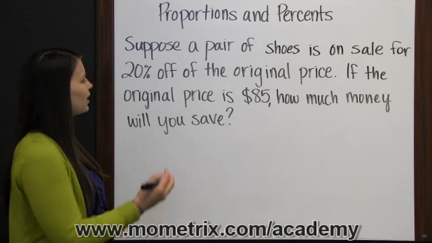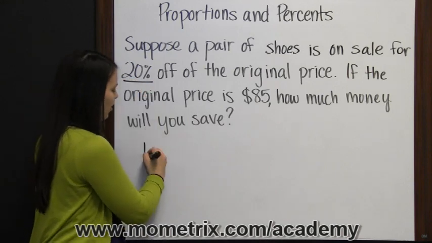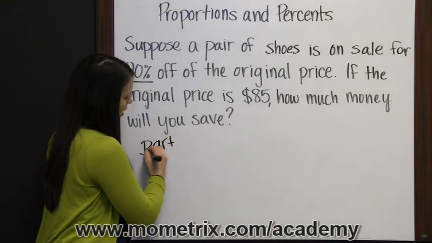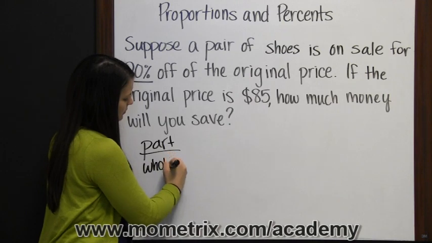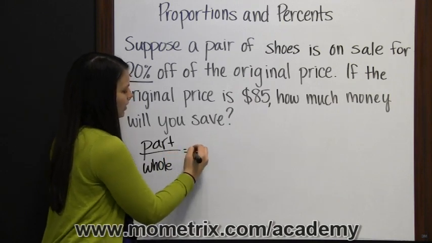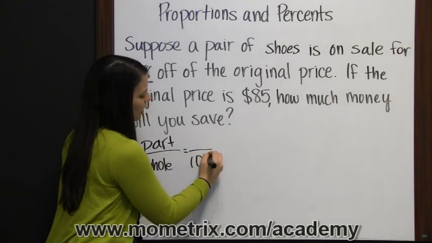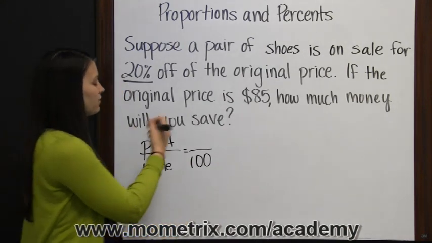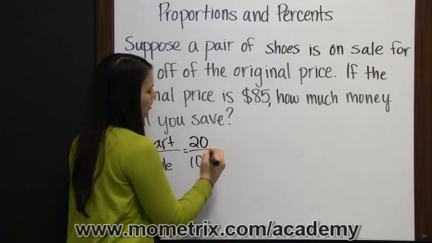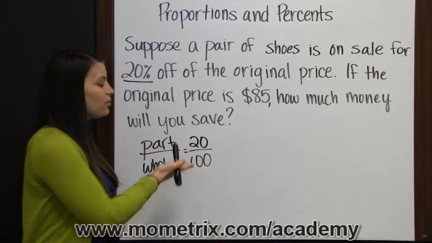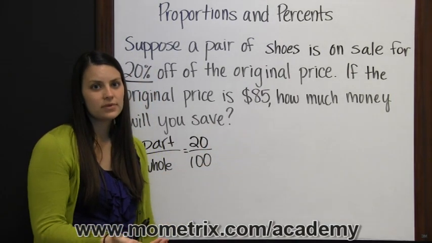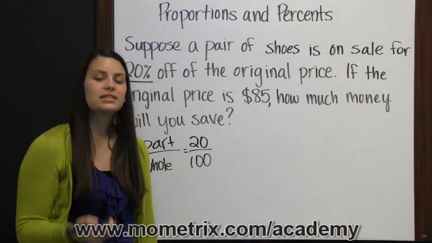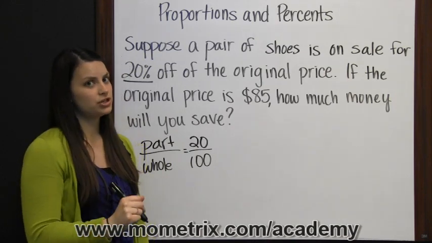Keep in mind that a percent is a part out of a whole. And that whole is 100 when you're dealing with a percent. So 20% off, that would be 20 out of 100. And now we've set up our first ratio. And the key with proportions is to be consistent with your ratios.